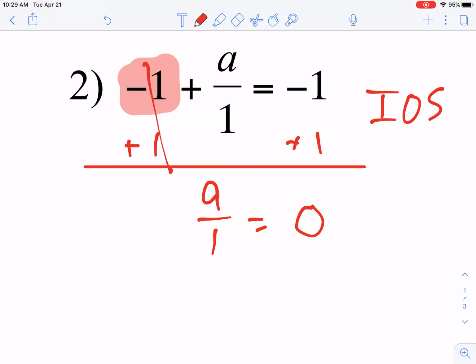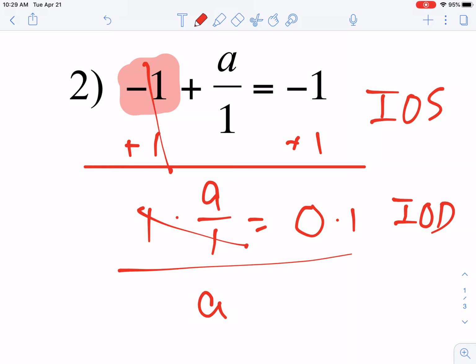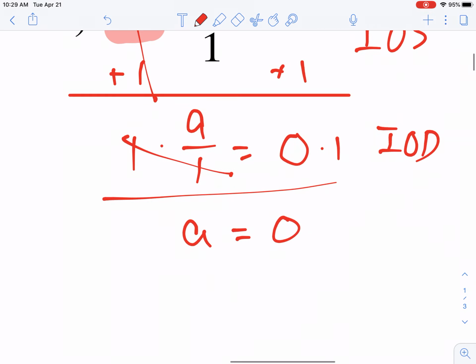The next step would be to do the inverse of division, because it's a divided by 1. So times 1 on both sides. These cancel out. A drops down. 0 times 1 is simply 0. And so again, the only thing you'll enter into Canvas is simply 0.